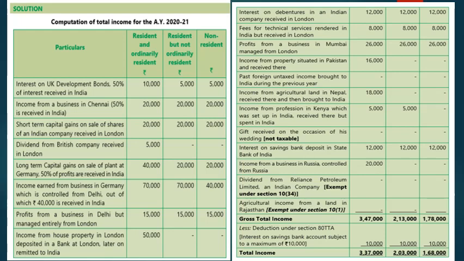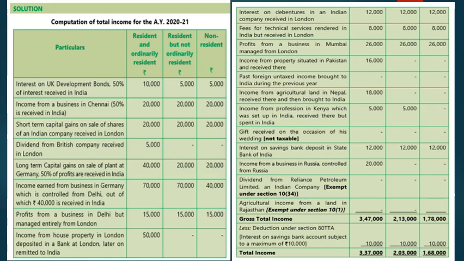Interest on debentures in an Indian company received in London, because it is from an Indian company, is taxable for all assessees. Fee for technical services rendered in India but received in London. It is rendered in India, so it is taxable for all. So it is deemed to be received or due in India. Profits from a business in Mumbai managed from London. Because the business is in Mumbai, it is taxable for all assessees.